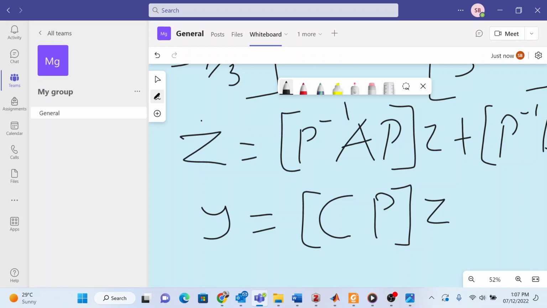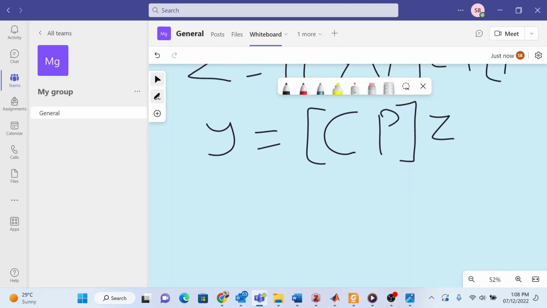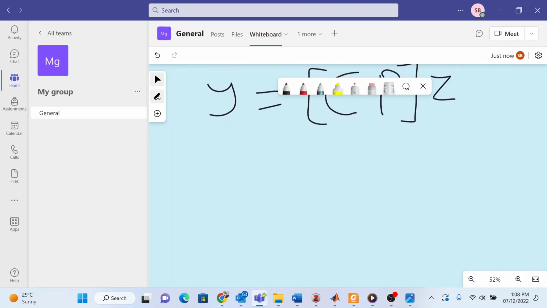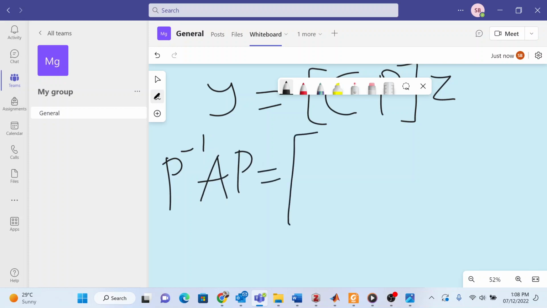So at this point in time, we just need to compute this P inverse AP, and we also compute P inverse B, and we compute CP. So once we compute the three, we're good to go. So let's go ahead and do that. So that's going to be P inverse AP. We know the three matrices. We just need to put them in our calculator, and we just get our answers straight. No wasting time for this one.